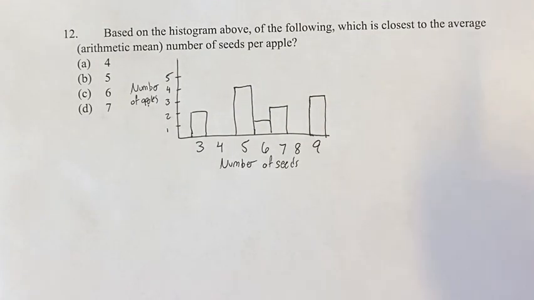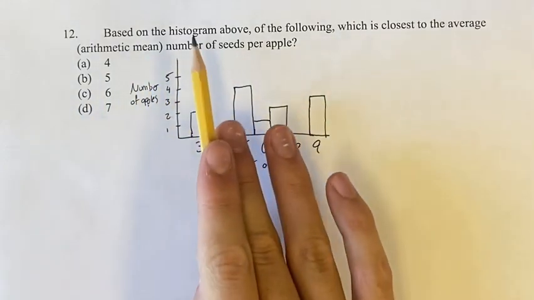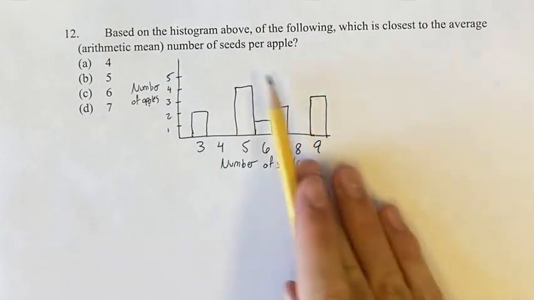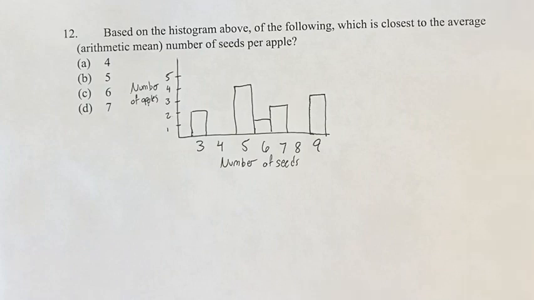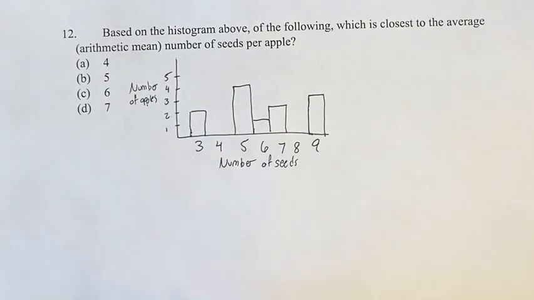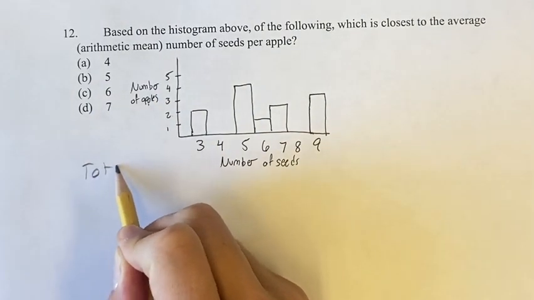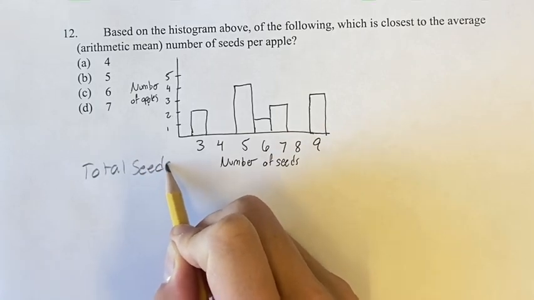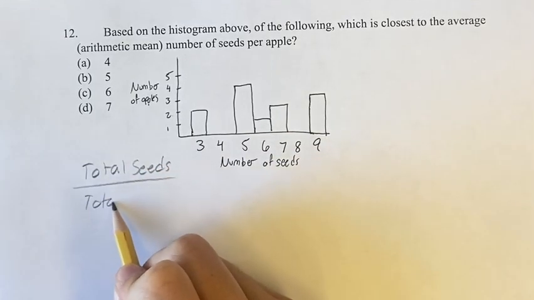In this problem, we're looking to find the average, the mean, of the number of seeds per apple, as marked by this histogram. So how do we go about finding that? Well, the average is going to be the total seeds divided by the total number of apples.